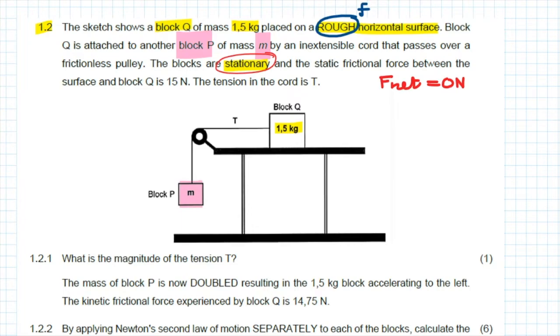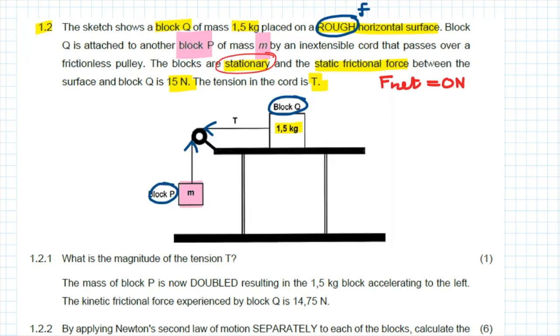They say the static frictional force between the surface and block Q is 15 newtons and the tension in the cord is T. Now we know there's going to be a tension force on block Q to the left, and there's going to be a tension force equal in magnitude to this tension force on block P that is going to be upwards.